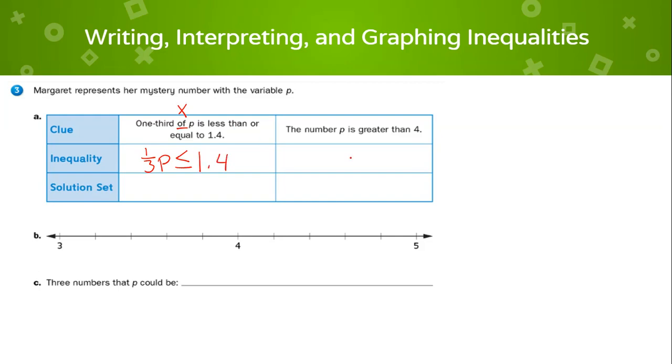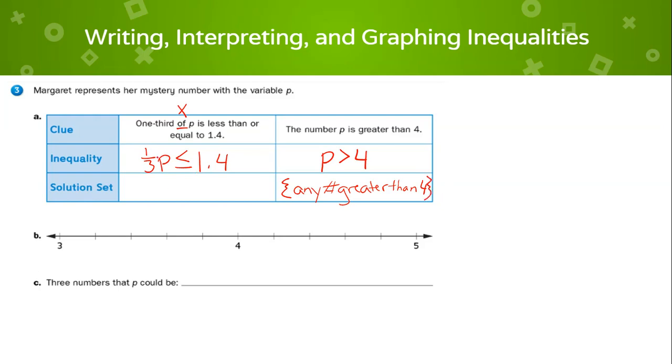Our other clue is a little simpler. It says the number p is greater than 4. So I'm just going to write p is greater than 4. And now let's find our solution sets. All right, well, for p is greater than 4, this is pretty easy. I'm going to do my bracket here, and it could be any number greater than 4, because that's going to make that true.